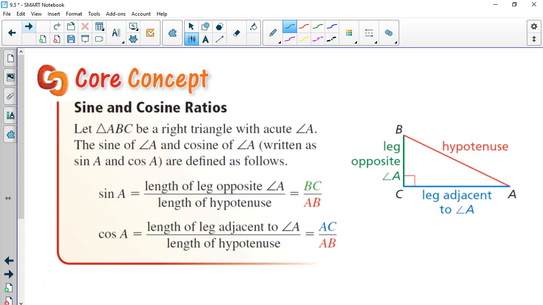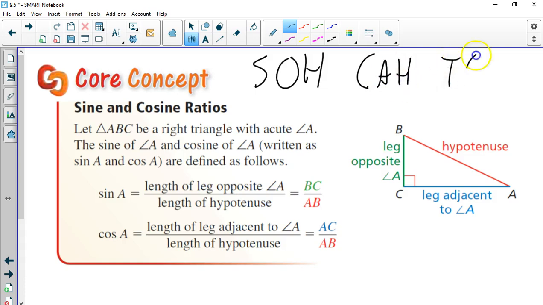Okay, so here is our new concept, sine and cosine. So we're going to incorporate this with tangent. Sine basically is opposite over hypotenuse, and cosine is adjacent over hypotenuse. And you basically, at this point now, know all 3 main ones. And you may have heard SOHCAHTOA before. Sine is opposite over hypotenuse. Cosine is adjacent over hypotenuse. And tangent is opposite over adjacent. SOHCAHTOA. Okay? I'll write it down and memorize that.